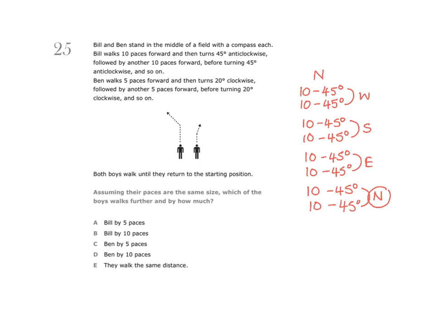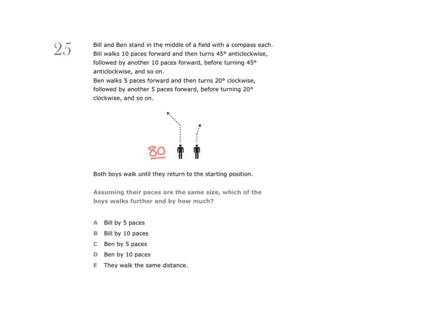So this is the point after this rotation where he would be facing back at the beginning of where he started. That would mean he would walk 10, 20, 30, 40, 50, 60, 70, 80 paces in total. So we can say that for him to get back to the beginning, Bill would need to walk 80 paces altogether. Now consider Ben. Ben starts by facing north.